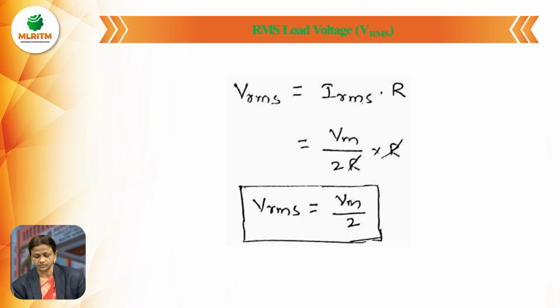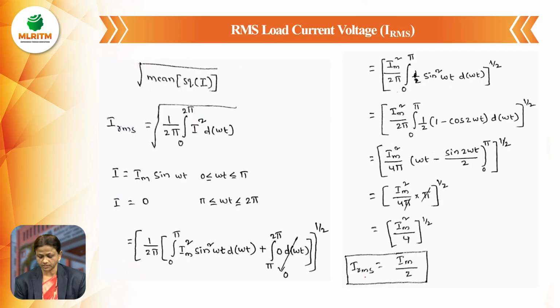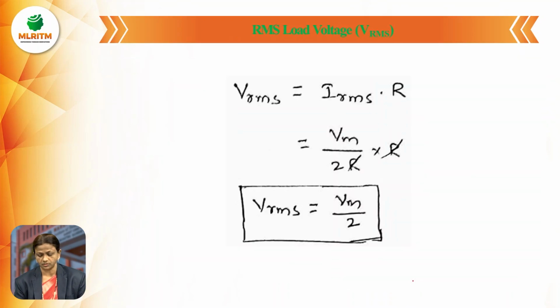What is IRMS? IRMS is equal to Im by 2. So, Im multiplied with R equals Vm. Root mean square VRMS is equal to IRMS multiplied with R. Now substitute: Im by 2 multiplied with R, and R into Im equals Vm. So Vm by 2. So, VRMS is equal to Vm by 2.